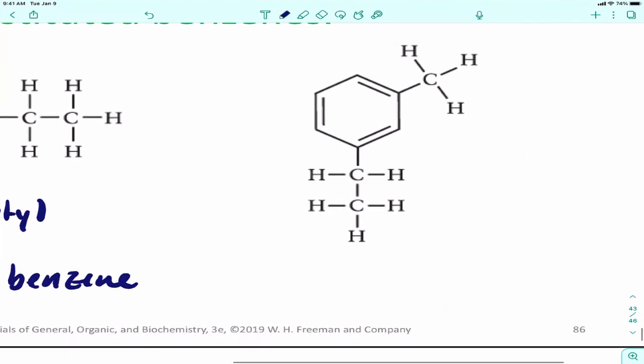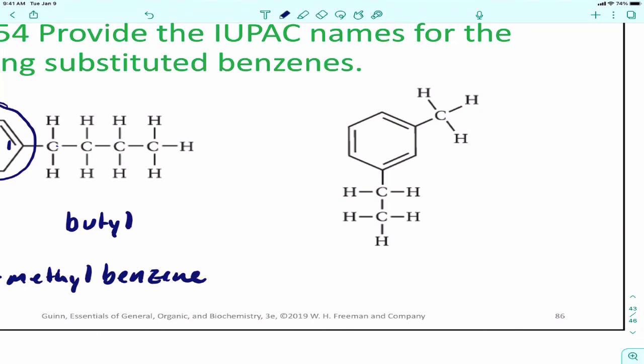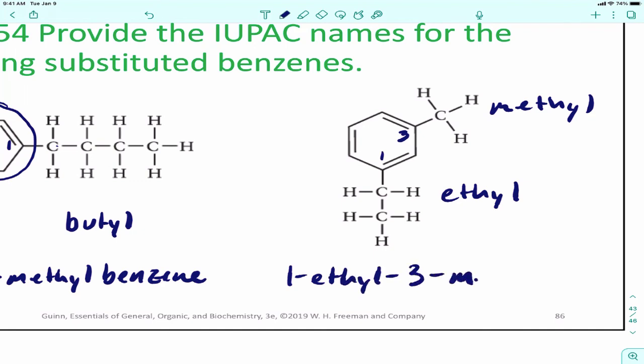For the next one, you've got a benzene ring, and you've got groups at carbons 1 and 3. You've got a methyl group and an ethyl group. Since ethyl is bigger than methyl, make ethyl the carbon 1 position. That would make methyl carbon 3. So this would be 1-ethyl-3-methylbenzene. There you go. And that, my friends, covers all of the nomenclature that you are responsible for in Chapter 10.